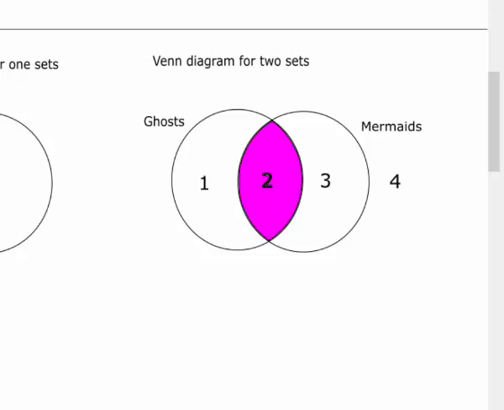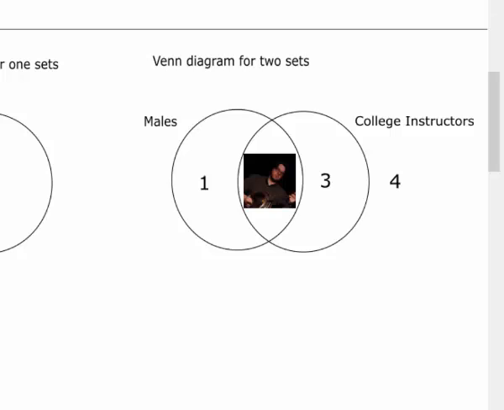To make it more concrete, suppose it were the set of males and the set of college instructors. Now I'm a member of both those sets, so I would belong in region 2. But I'm not a similarity between males and college instructors. What would that even mean? I'm a male college instructor.